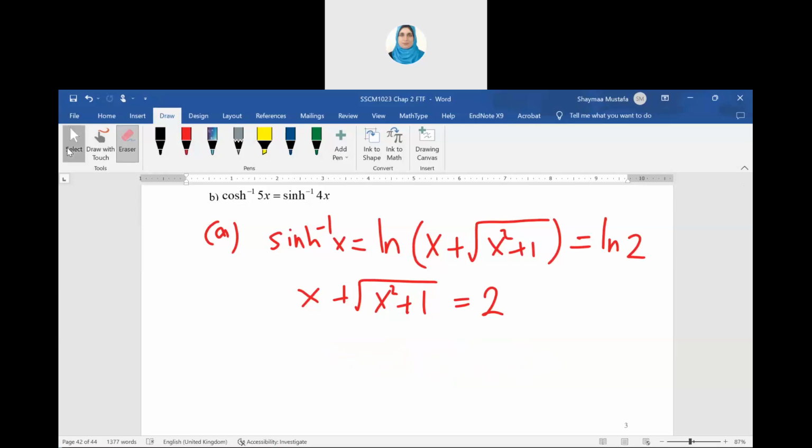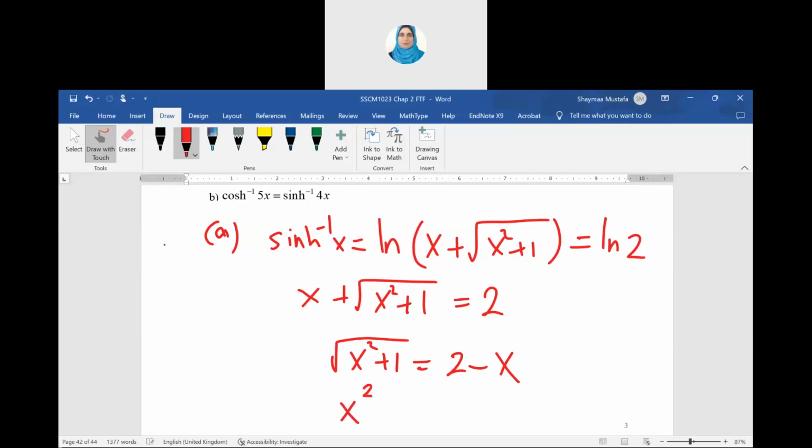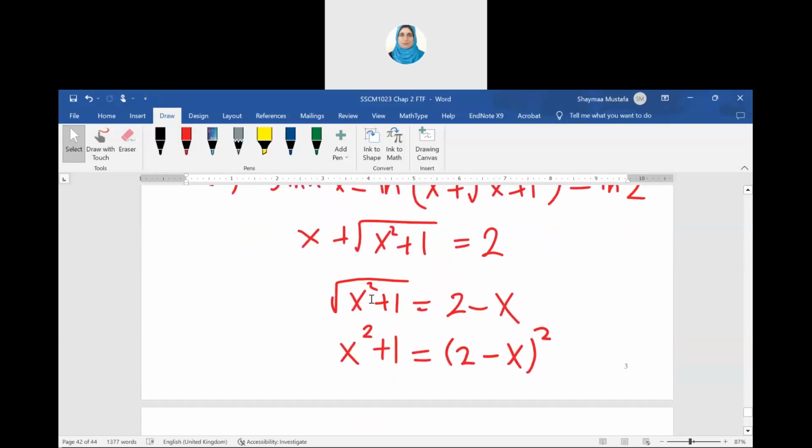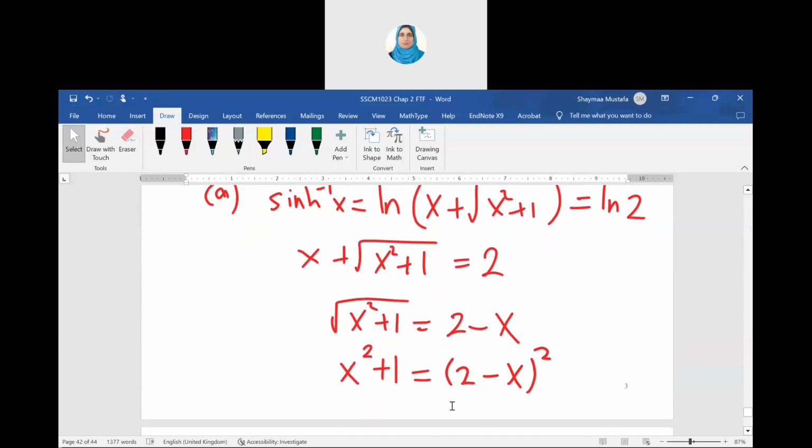So I think it is easier for you to do it like that. Before you square, just make the root of x square plus 1 equal to 2 minus x. If you continue as I did just now, it is okay also, but this one is easier. Now take the square. So x squared plus 1 will be equal to 2 minus x squared.